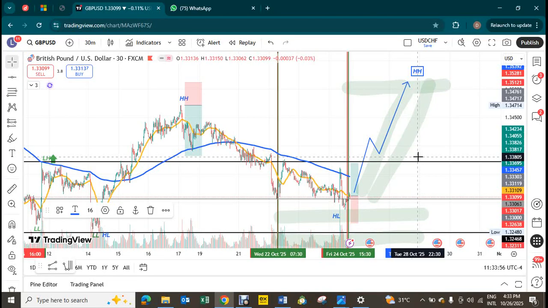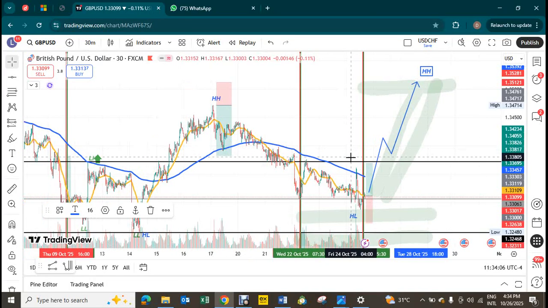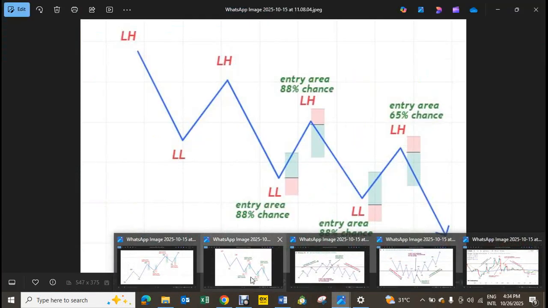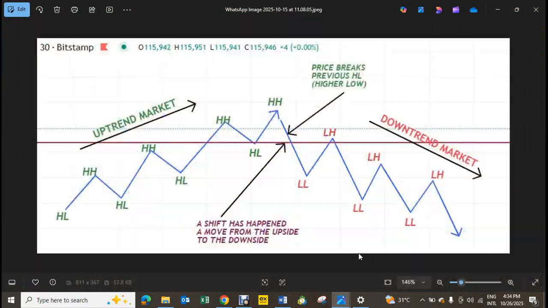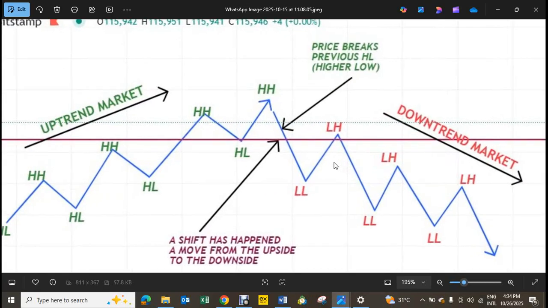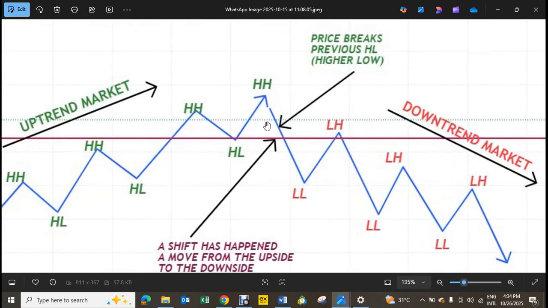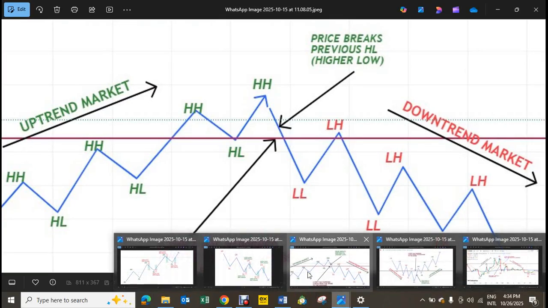When you see price comes up, breaks the previous lower high, it means the market wants to start going to the upside. It has shifted. And when price breaks the previous higher low, it means the market wants to start going to the downside, just as you see on the picture. We can see price broke the previous higher low, which means the market has shifted from going upward to going downward. Same thing happens to this one as well.